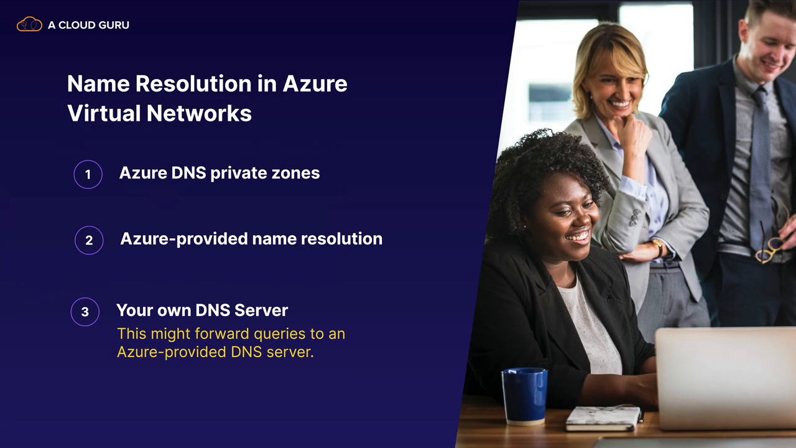All right, so name resolution in Azure Virtual Networks. You basically have three options to handle this. One is using Azure DNS private zones. Two is Azure provided name resolution. Or you can use your own DNS server. This can be hosted in Azure or used on-prem. And you can also forward DNS queries to Azure provided DNS servers from your own DNS as well.